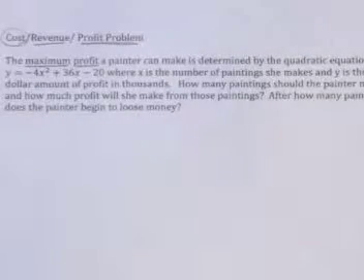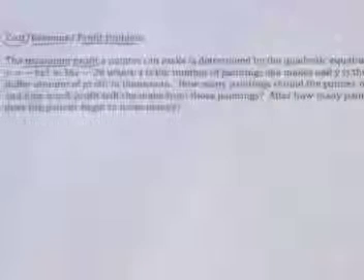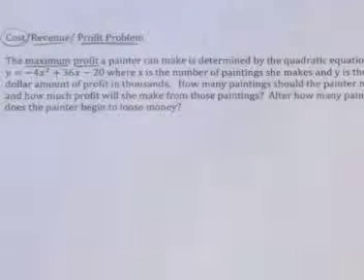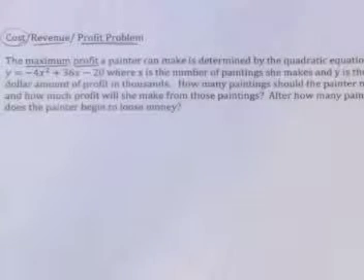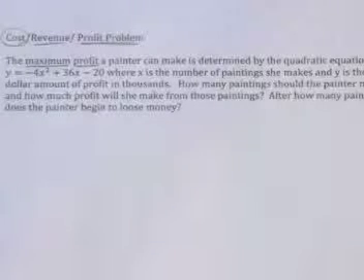The maximum profit a painter can make is determined by the quadratic equation y = -4x² + 36x - 20, where x is the number of paintings she makes and y is the dollar amount of profit in thousands. How many paintings should the painter make, and how much profit will she make from those paintings? Then at some point, after how many paintings does the painter begin losing money?